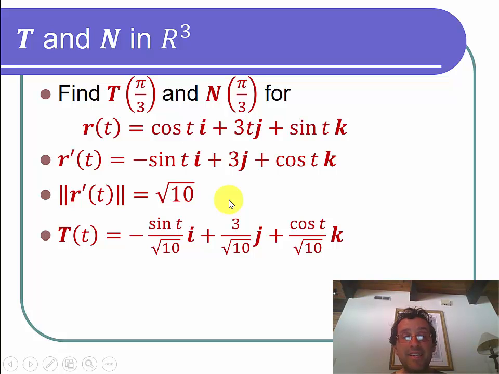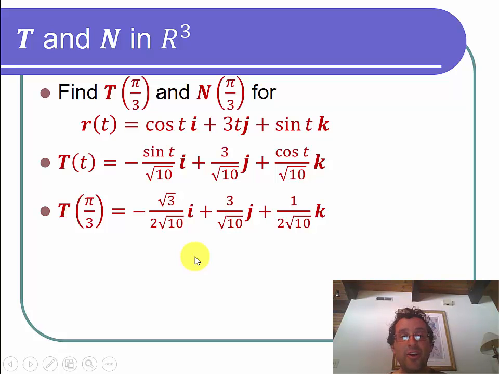So now we can write down what T of t is. T of t will be negative sine of t over root 10 i plus 3 over root 10 j plus cosine of t over root 10 k. I just divided r prime of t by root 10.